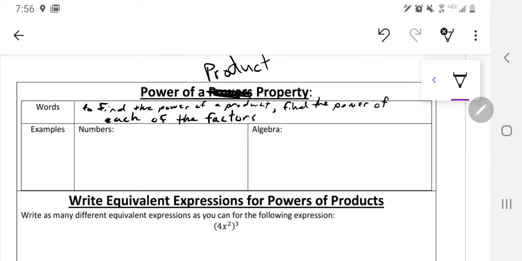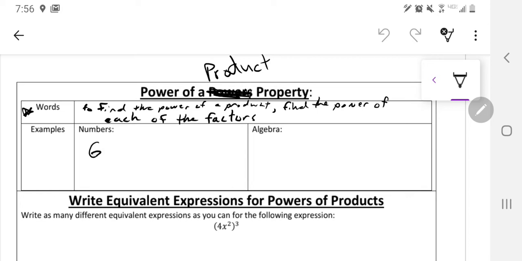All right, so power of a product property. And you can pause and copy down the words that describe this property. It says, to find the power of a product, find the power of each of the factors. I'm going to give you an example to get us started.